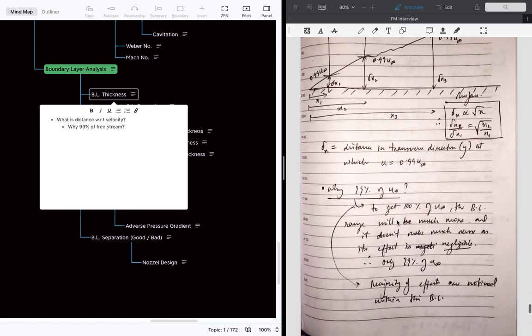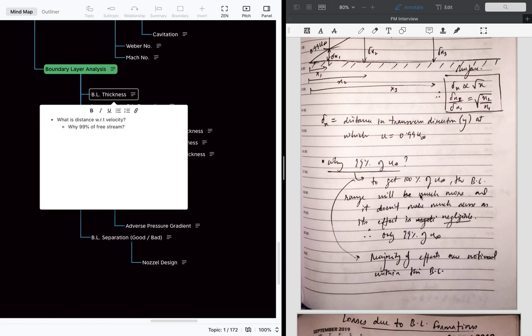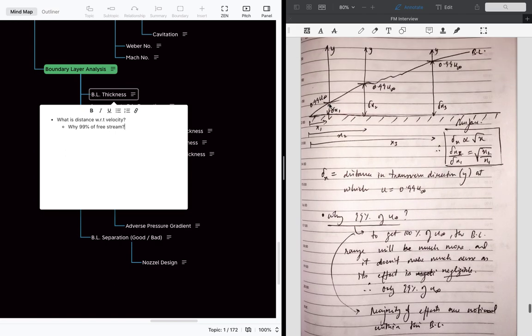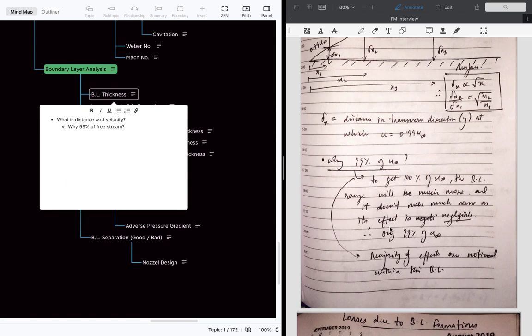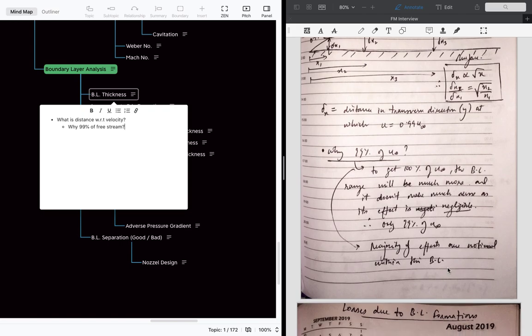Okay, and why do we need 99%? To get 100%, we would have to move much farther above, and we don't need to do that because the boundary layer range would be much larger if you wanted to find the 100%, and it doesn't make much sense as the effect is negligible when we go to 100%. Only 99% is enough, and the majority of the effects are noticed within this 99%. So the majority of the losses and effects can be measured within this 99% of the free stream velocity, and this distance is called the boundary thickness.